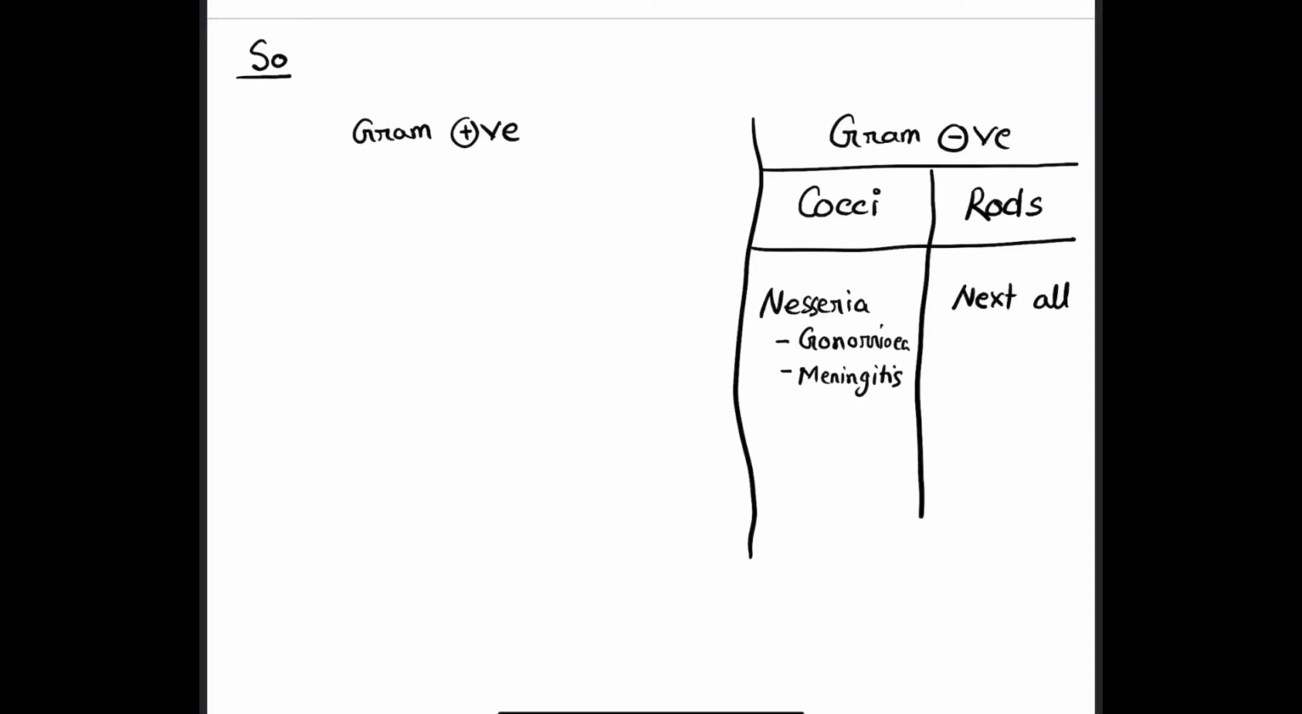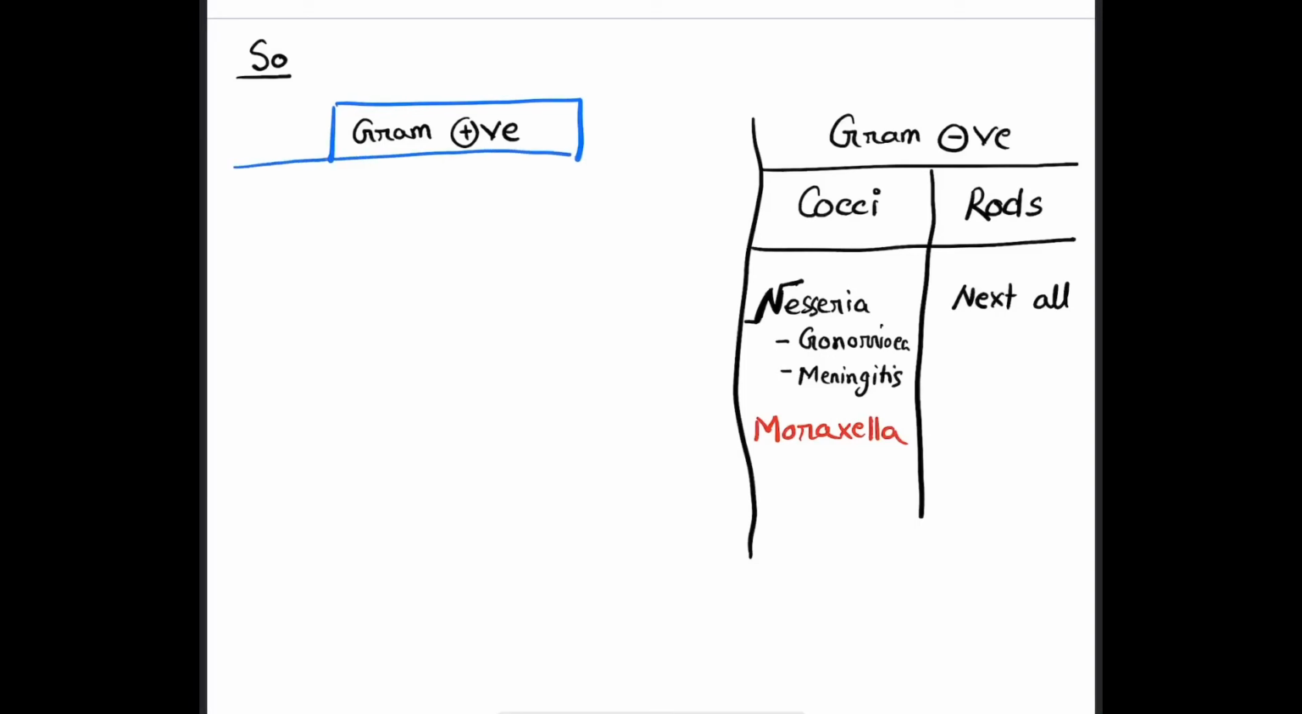I mean, rods are a lot. If you want to start reading name of the rods, it will be really tough for you. Okay, the Moraxella is gram negative cocci. I told you about the Neisseria gonorrhea, Neisseria meningitis. Remember, M for meningitis, M for Moraxella.